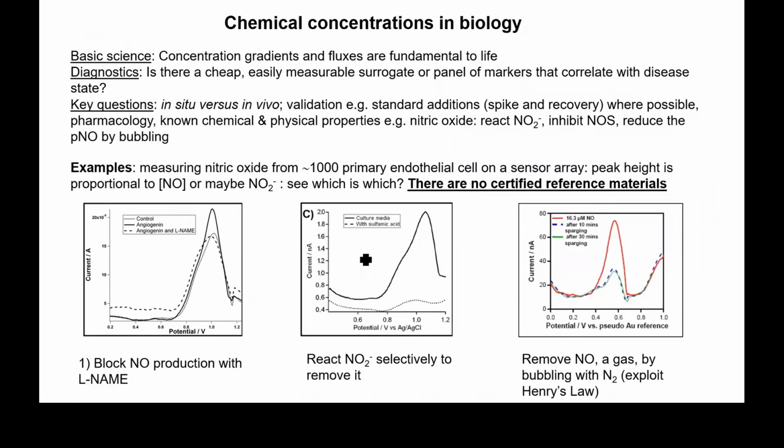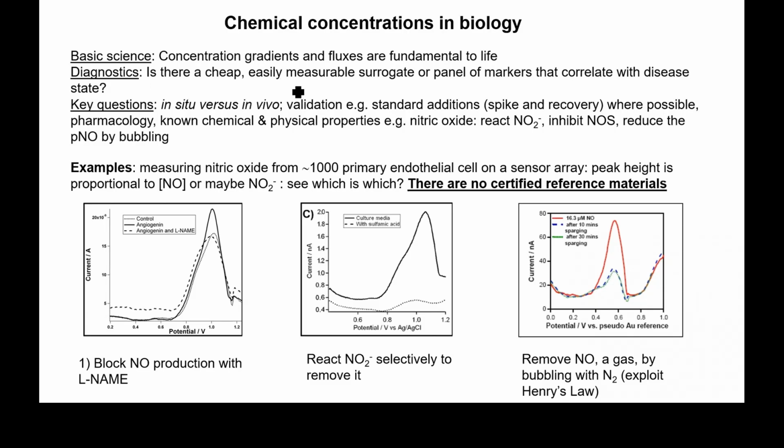So, still on the subject of chemical concentrations in biology, why do we bother at all? Well, the basic science is interesting. Concentration gradients and fluxes are fundamental to life. So if we can understand this, we get additional insights away from the more descriptive aspects of biology. Diagnostics, I don't need to sell anyone diagnostics after the last 2 years.